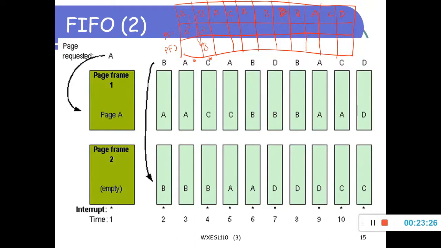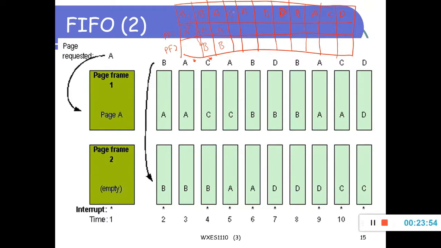The jobs to be processed are A B A C A B D B A C D. So B needs to enter page frame 2, it is not in memory, so it becomes a page fault. Now, the next one is A. Because A already resides in memory, no interrupt or page fault happens. So this is a normal one.